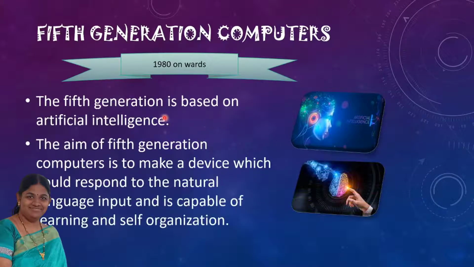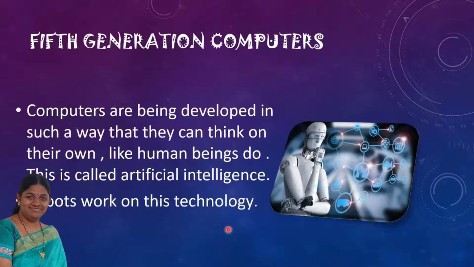Let's move on to the next generation computer, that is the fifth generation computer. These fifth generation computers are based on artificial intelligence. The aim of this fifth generation computer is to make a device which could respond to natural language input and is capable of learning and self-organizing. That means computers are being developed in such a way that they can think on their own like human beings do. This is called artificial intelligence. Robots work on this technology.